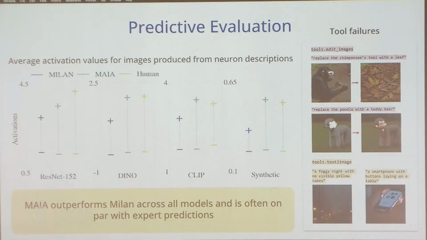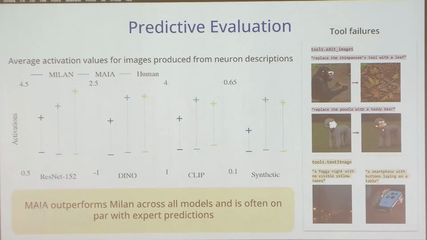And a couple of examples on the bottom of the text-to-image tools, instructing it to produce a picture of a foggy night with no visible yellow tones. And of course, it creates a foggy night with yellow lights. It has a hard time following negative instructions. And so you can kind of prompt engineer this a little bit and try and get Stable Diffusion to produce something, or tell the agent not to write negative prompts and only say the content that you do want included. It still fails sometimes.